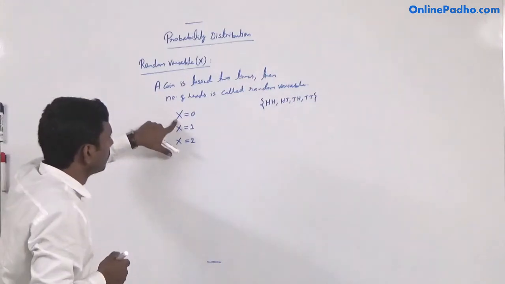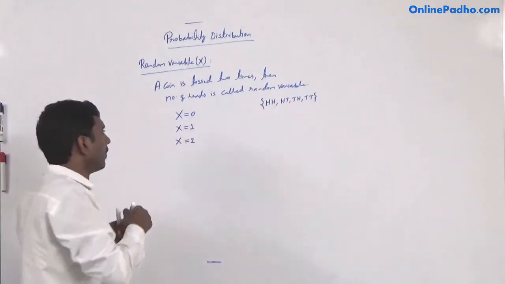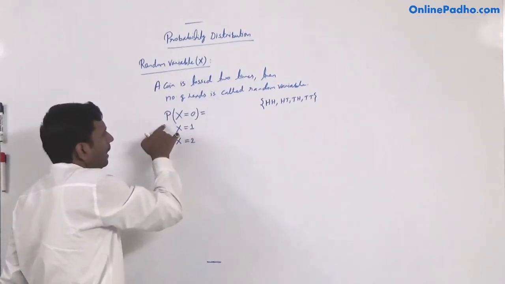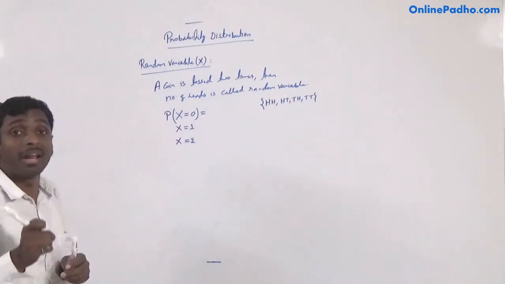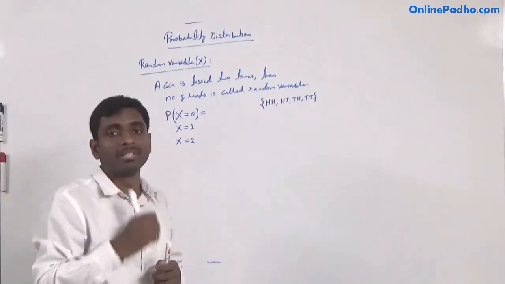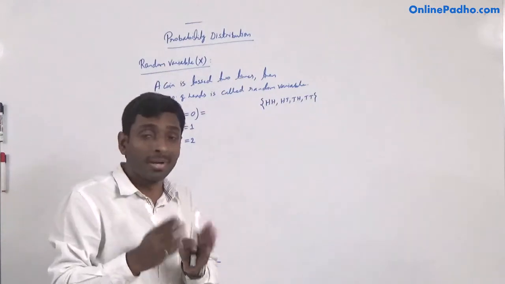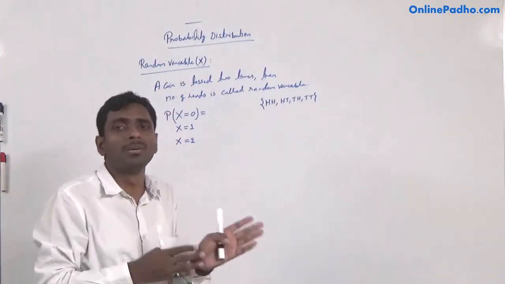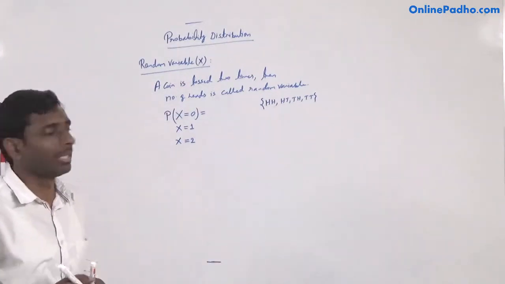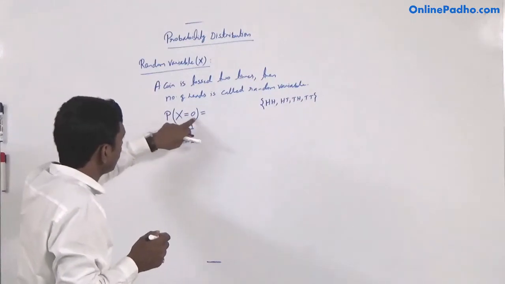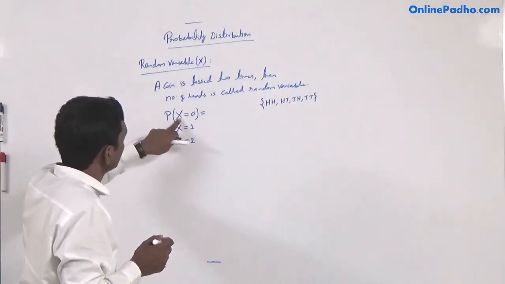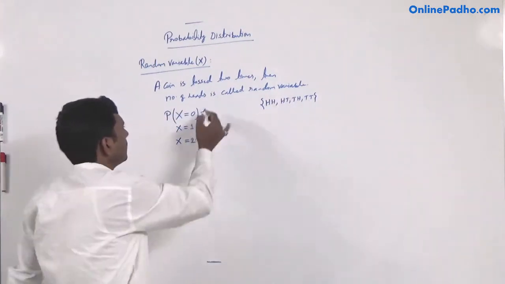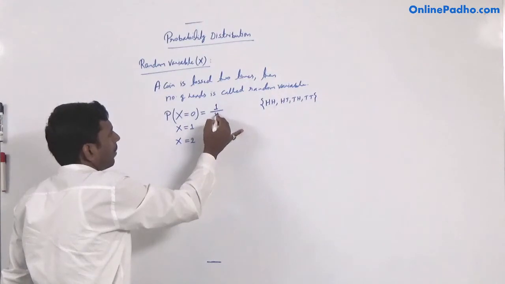The number of heads may be 0, which is called x equal to 0. What is the probability of x equal to 0? This is represented as P(X=0). X is the random variable, the number of heads. Where you get the number of things, that means the question is related to probability distribution. Now how can we find P(X=0)? It means P(no head). There is only one outcome, TT. The favorable outcome is 1 and total outcomes are 4.